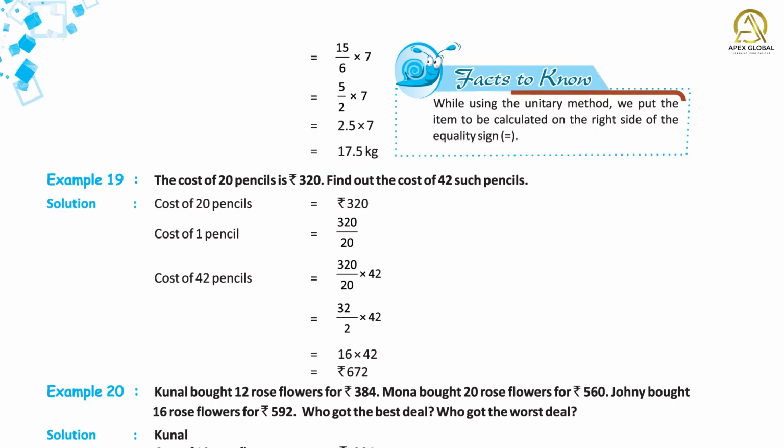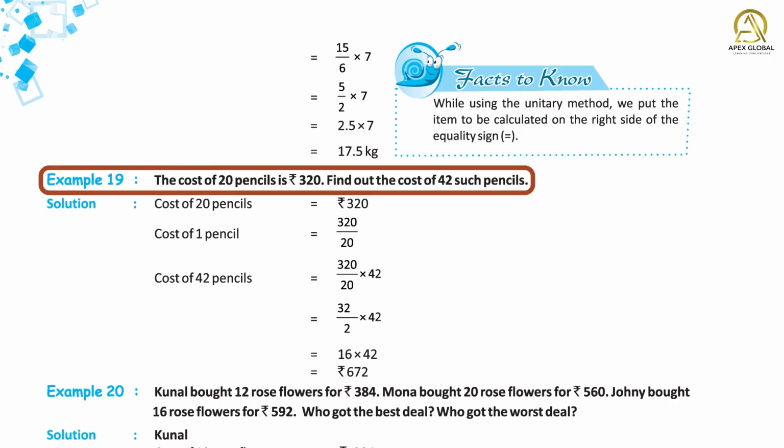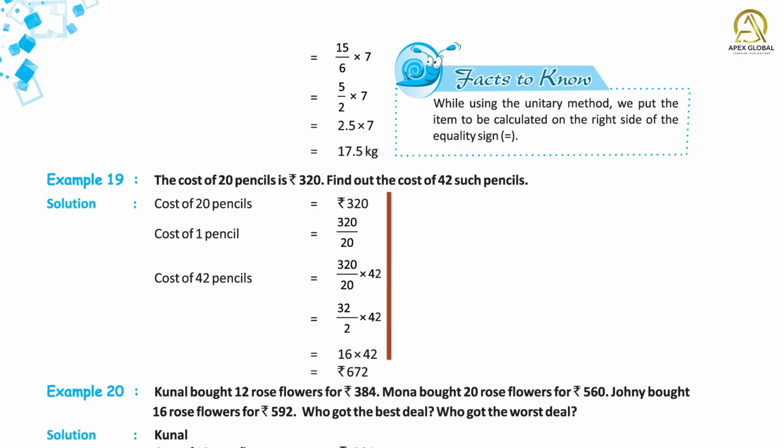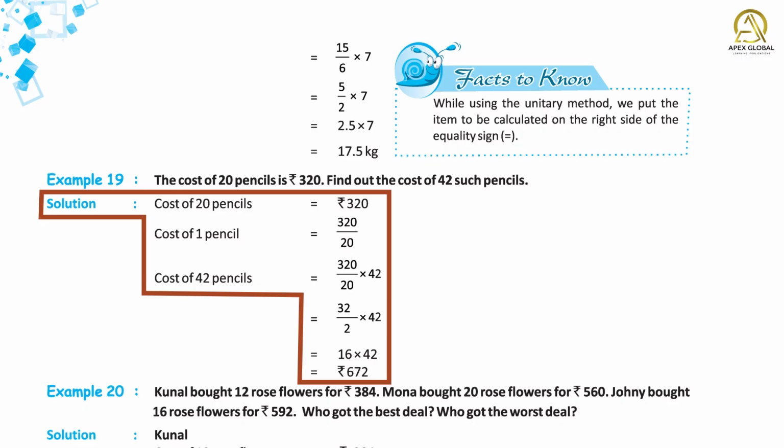Facts to know. While using the unitary method, we put the item to be calculated on the right side of the equality sign. Example 19. The cost of 20 pencils is rupees 320. Find out the cost of 42 such pencils. Solution. Cost of 20 pencils equals rupees 320. Cost of 1 pencil equals 320 upon 20. Cost of 42 pencils equals 320 upon 20 into 42 equals 32 upon 2 into 42 equals 16 into 42 equals rupees 672.